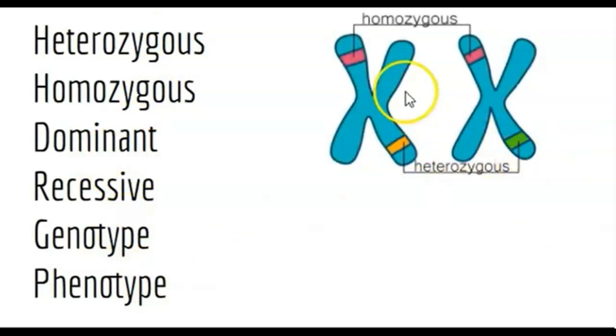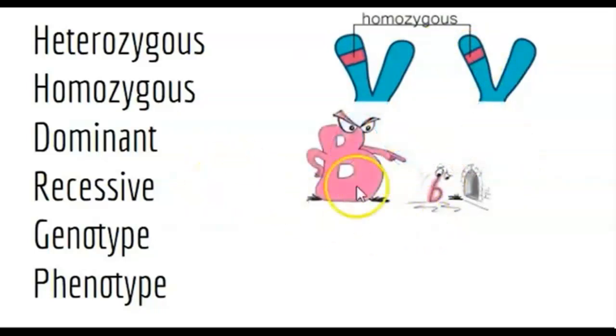Homozygous and heterozygous. Now, homozygous means similar, so up here they're represented by the pink or purple little bands, and heterozygous is different, so yellow or orange versus green. Dominant versus recessive.